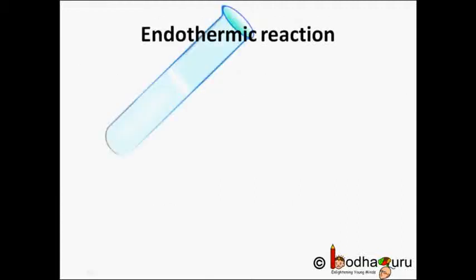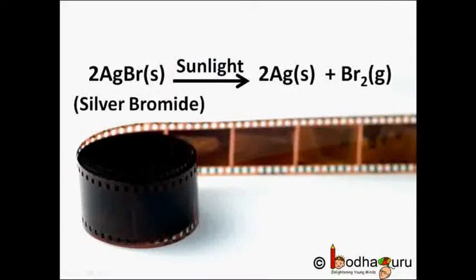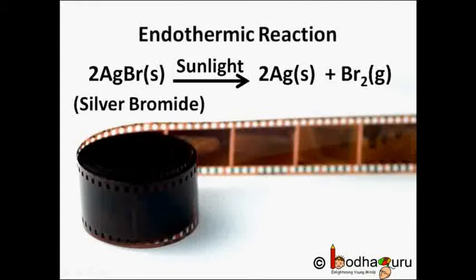In some reactions, energy is required in form of heat, light or electricity to break down the reactants. This kind of reactions in which energy is absorbed is called endothermic reaction. As it happened in the case of silver bromide, when the light falls on it, its molecule decomposes into silver and bromine. Thus, it is an energy absorbing reaction, hence it is an endothermic reaction.